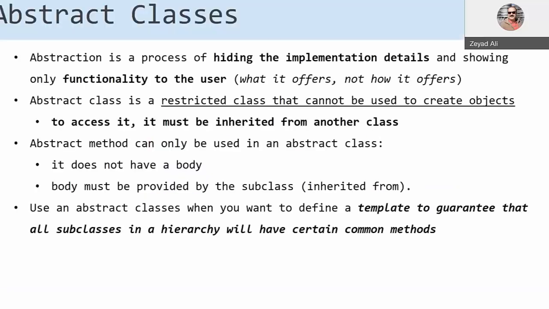Abstraction is a process where you hide details of implementation and you only show functionality to the user. In other words, what to do, but not how to do it. How to do it, you decide. Or how to do it, she decides. Maybe she's going to do it in a different way. But what to do, I want you all to do this task.